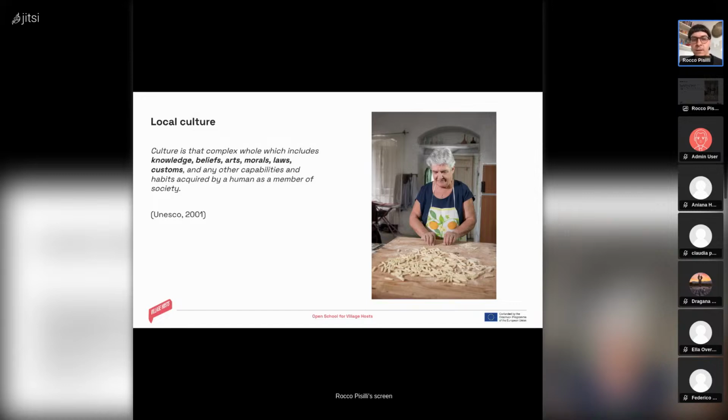One element of places is the local culture: knowledge, beliefs, arts, morals, laws and customs. In this picture, for example, we have a lady from Grottole, and she's making pasta. In Italy, each village has its own kind of pasta. There is a YouTube channel named Pasta Grannies, a really interesting project made by a UK television, and they go to different villages in Italy and show all the different kinds of handmade pasta you can find. They are really different, and most of them are disappearing because people are not teaching how to make this kind of pasta to others.